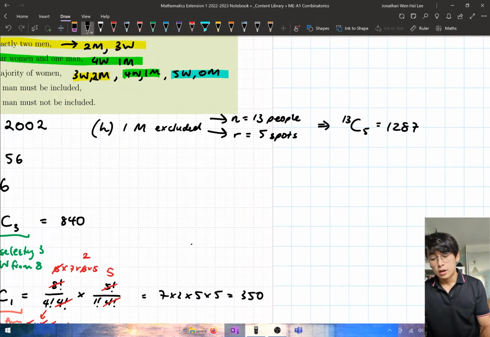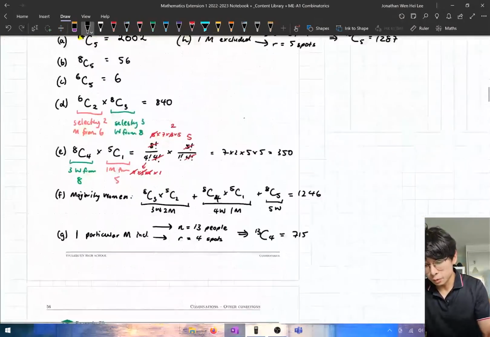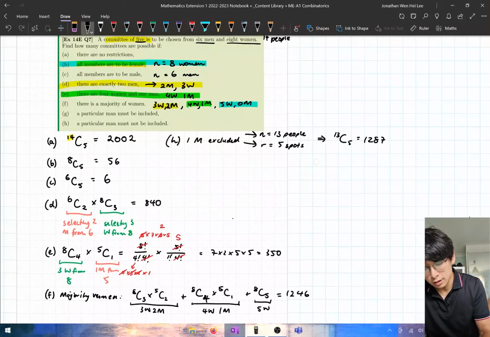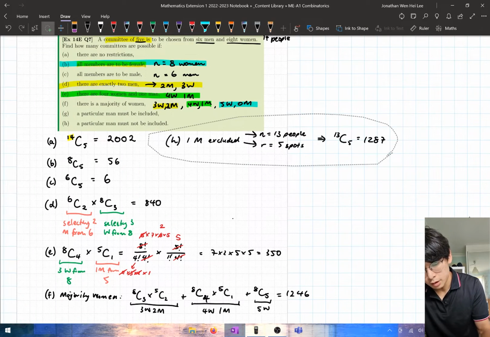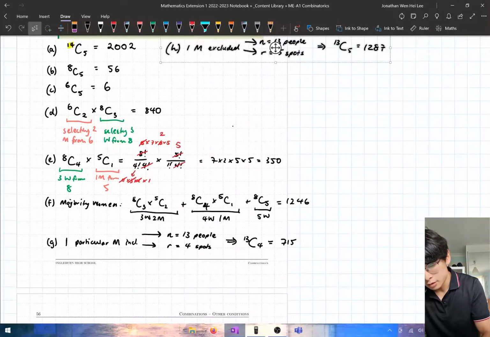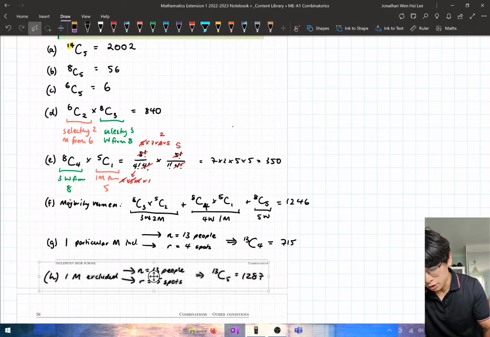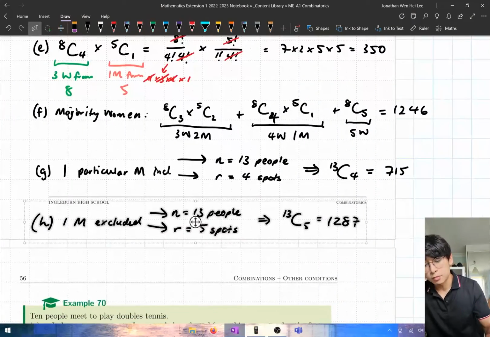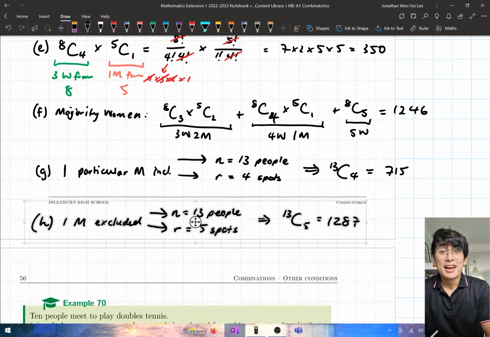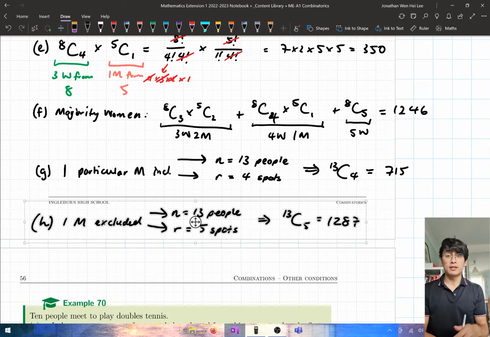And here we get 1,287. So notice with these 2 examples, maybe I'll move it down so we can see them next to each other. It's going to be a little bit hard to see, I apologize. With these two examples, the first in G, when one man had to be included, that affected both N, the number of things that we were choosing from, and also the number of spots R that were available because that one man took up the spot.